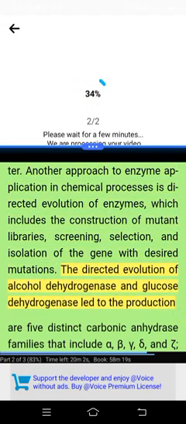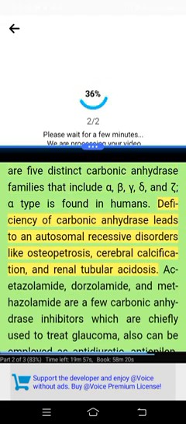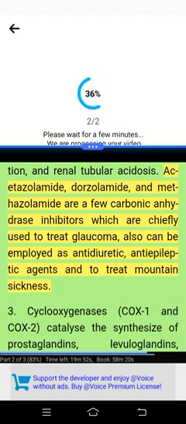The directed evolution of alcohol dehydrogenase and glucose dehydrogenase led to the production of 5 distinct carbonic anhydrase families that include alpha, beta, gamma, delta, and zeta. Alpha type is found in humans. Deficiency of carbonic anhydrase leads to autosomal recessive disorders like osteopetrosis, cerebral calcification, and renal tubular acidosis. Acetazolamide, dorzolamide, and methazolamide are a few carbonic anhydrase inhibitors which are chiefly used to treat glaucoma. They can also be employed as antidiuretic and antiepileptic agents, and to treat mountain sickness.